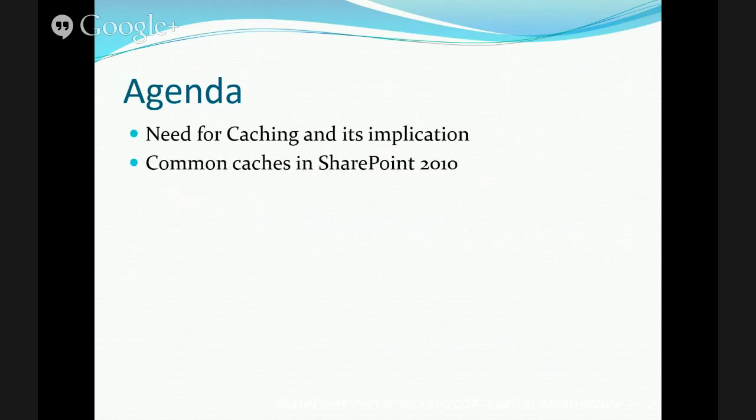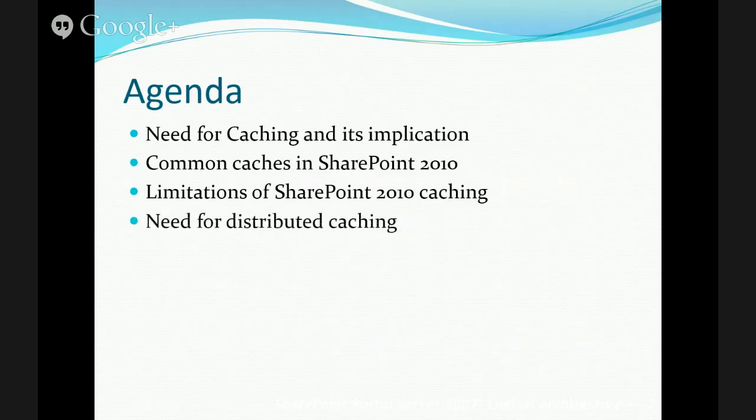Then we will see SharePoint 2010 specific caches, which is of course common to ASP.NET, and we will also talk about some common caches in SharePoint 2010 that we had. Then we'll be talking about the limitations in 2010 caching, because of which we come to a new caching that we need, which is distributed caching, which comes from the Azure framework. So we are going to be talking about distributed caching and what it is going to give us that was not present in SharePoint 2010 caching, and how it is going to help us in terms of increasing the availability of cache data as well as scalability.